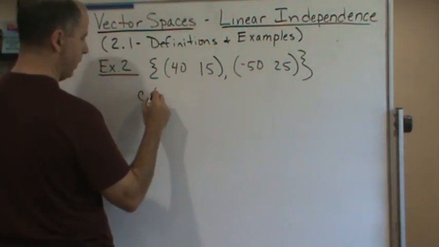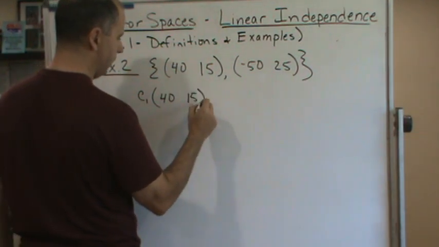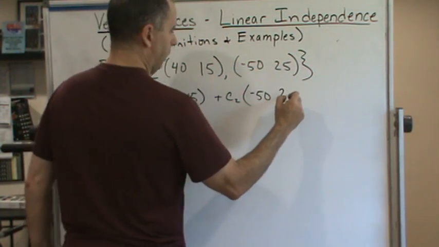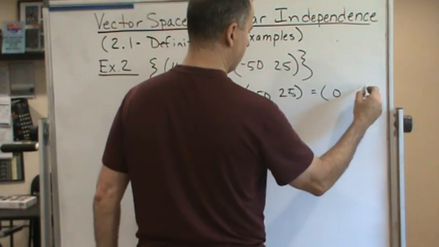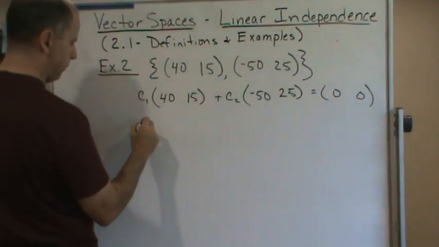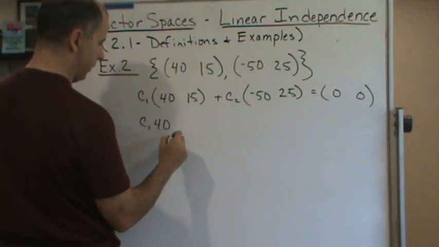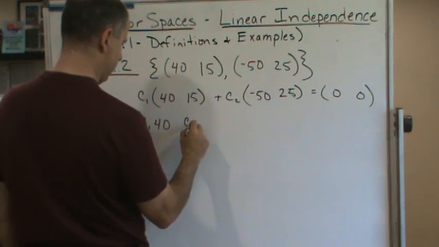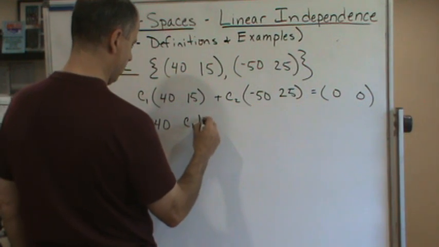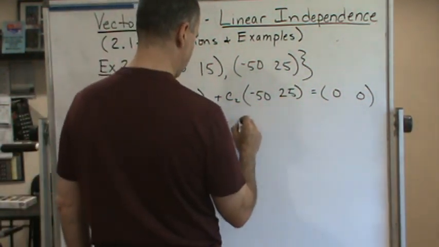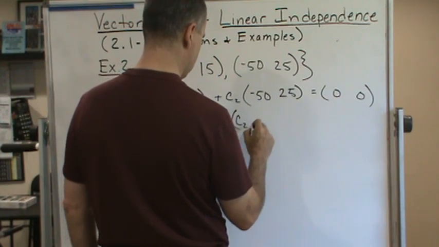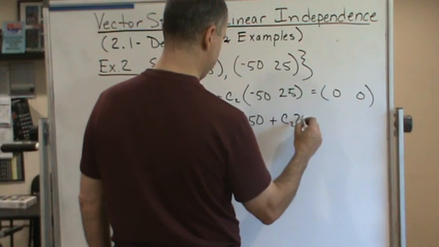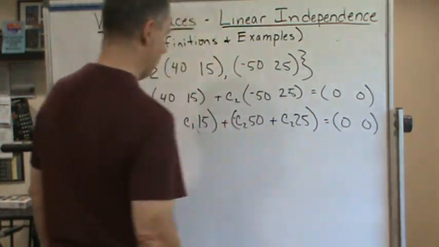The way we're going to do that is C1 times the vector 40, 15. These are row vectors. Plus C2 times negative 50, 25 equals 0, 0. So the system that we're going to end up with is C1 40, C1 15 plus C2 negative 50, C2 25 equals 0, 0.